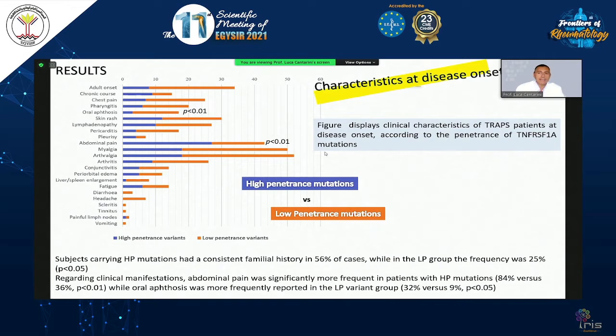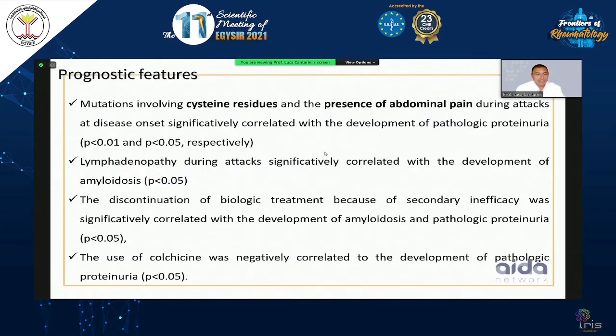This further picture displays the clinical characteristics of our patients at disease onset according to the penetrance of the mutation. As you can see, subjects carrying high penetrance mutations had a consistent family history, a positive family history in 56% of cases, while in the low penetrance group, the frequency was 25%. Regarding the clinical manifestations, abdominal pain was significantly more frequent in patients carrying high penetrance mutations, 84% versus 36%, while non-specific manifestations such as oral aphthosis were more frequently reported in patients carrying low penetrance variants.